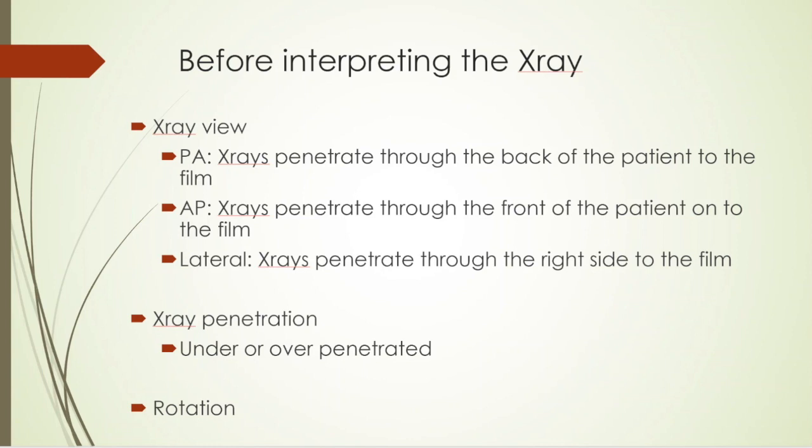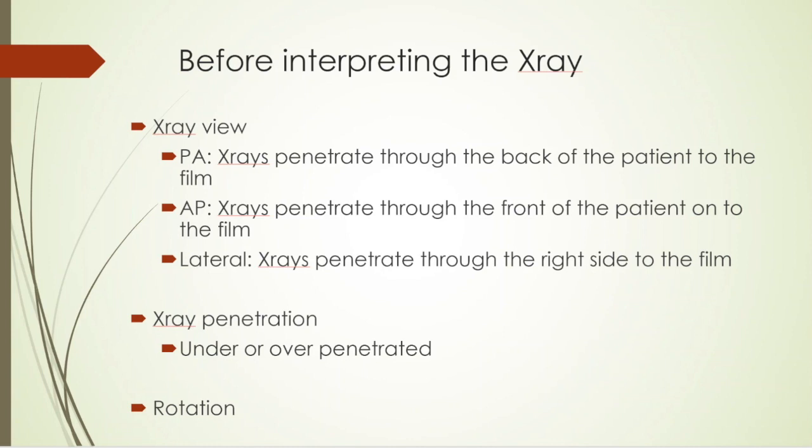So before we get into actually interpreting the x-ray, let's talk about the view a little bit. So you have a PA view and an AP view. On the PA view, where the patient is standing up, the x-rays are going to penetrate through the back to the front where the film is. And I'm sure most of you have seen a patient get a chest x-ray where they stand with their chest up against the plate, and then the x-ray comes in through their back.